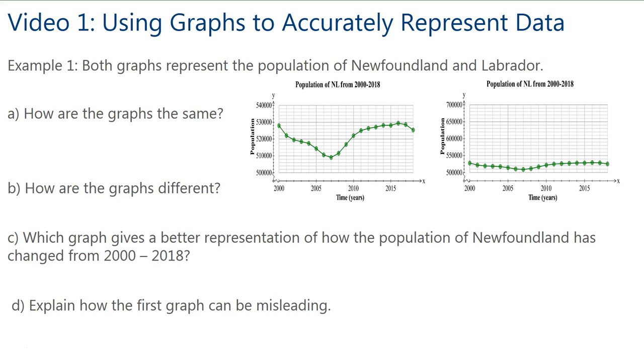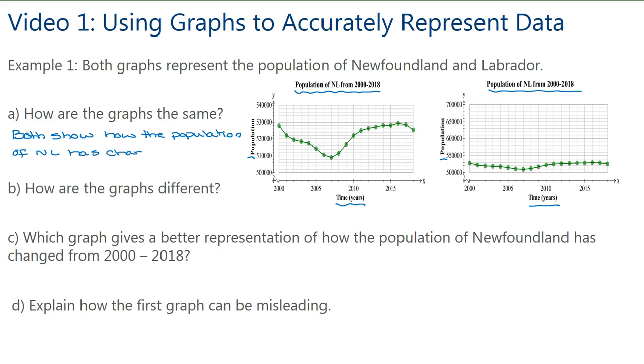So let's begin. Example 1 says, both graphs represent the population of Newfoundland Labrador. Now how are the graphs the same? I see the graph on the left represents the population from 2000 to 2018, same as the graph on the right. They both have time in years on the bottom and population along the side. So they both represent the same data. So let's say that they both show how the population of Newfoundland Labrador has changed from 2000 to 2018.